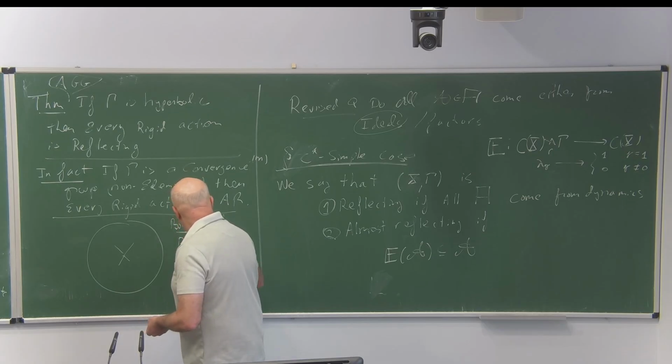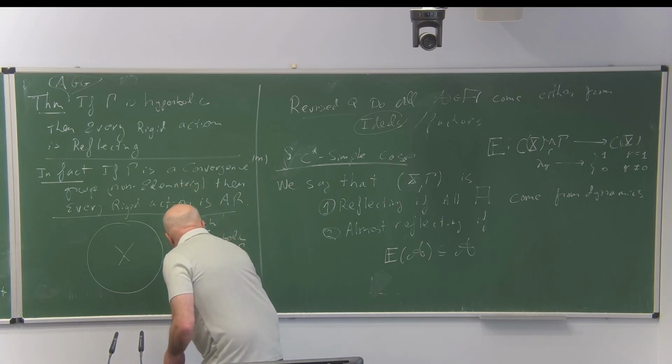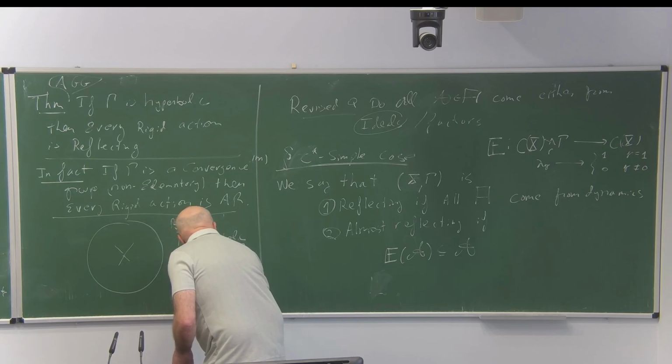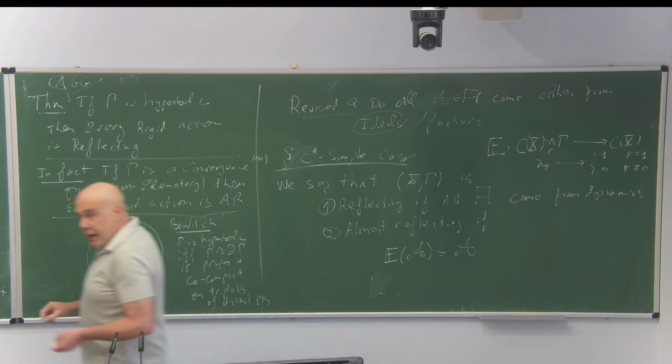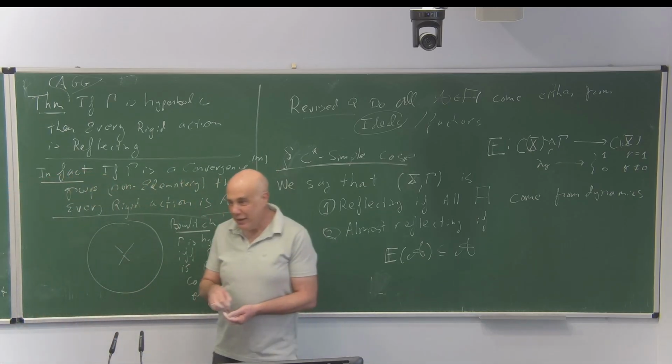Gamma is hyperbolic if and only if its action on its boundary is proper plus co-compact on triplets of distinct points. You can imagine it on the tree, right? Once you know where 3 points go to, you actually determine it. This is the type of situation that we want.